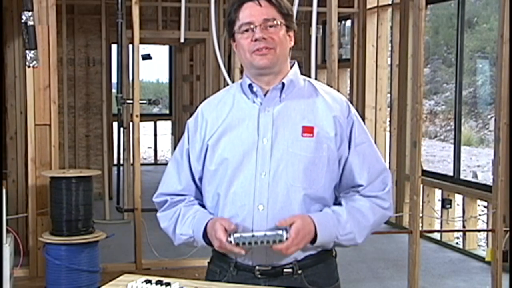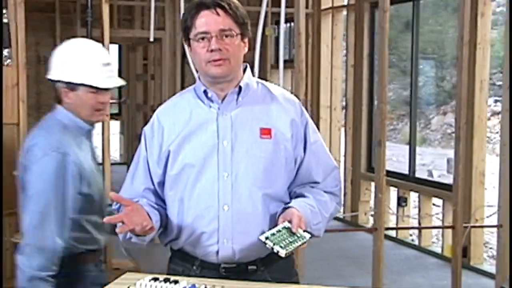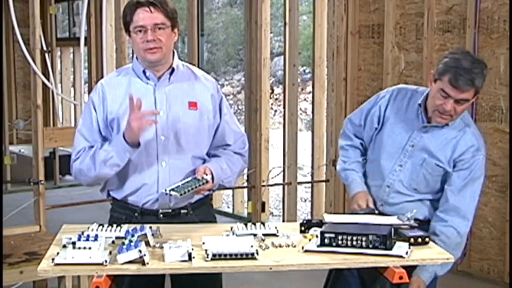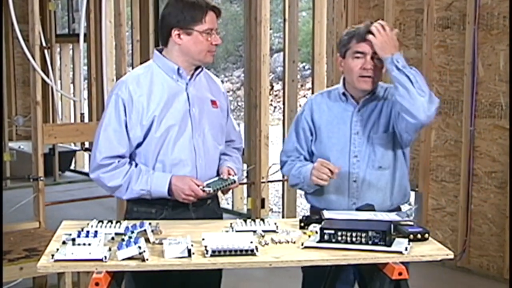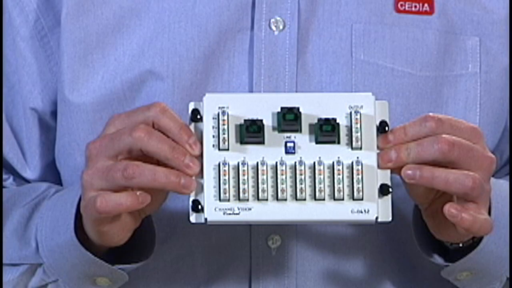Your next step is to design each network and determine the distribution center components necessary to support them. We'll step you through each of the networks, starting with the voice network. Now, the voice network simply needs to distribute at least 4 incoming voice lines to the various voice service modular jacks throughout the home.